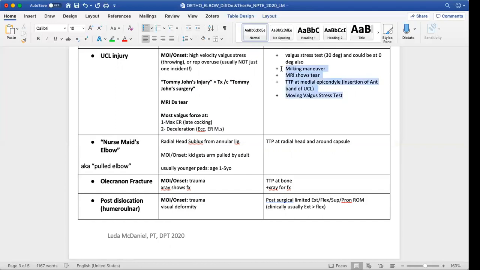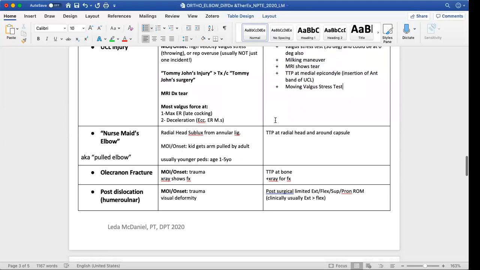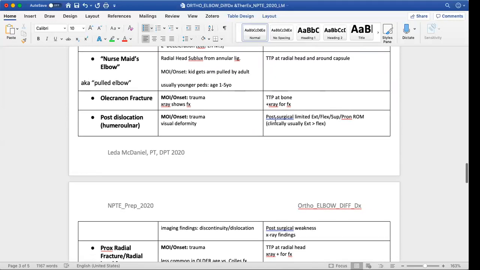These are your clinical tests right here on the right for a UCL injury, so pain provocation, but also you can reproduce laxity for a severe tear or deficit. So the valgus stress test, milking maneuver, positive MRI, again, showing tear. Tenderness at the medial epicondyle, because of where the UCL inserts, specifically the anterior band, is a pretty common finding. Moving valgus stress test is another one.